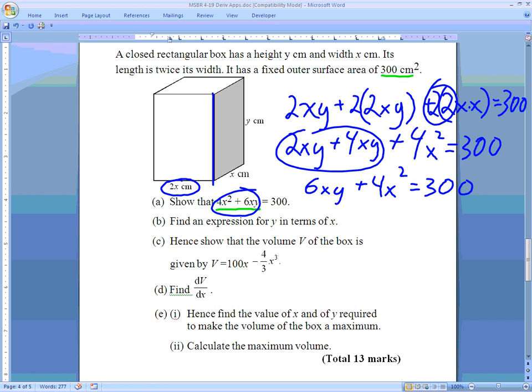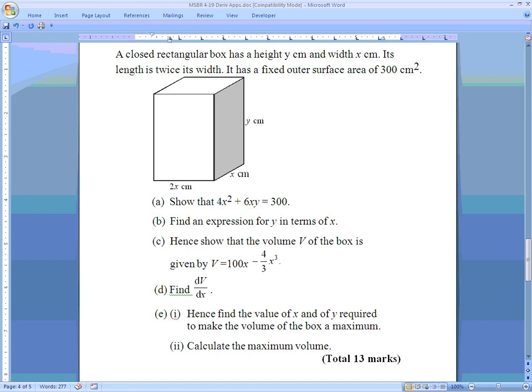So I'm going to erase that work so that I have room for the next part. Now it says find an expression for y in terms of x. So an expression for y in terms of x means get y alone, and you're going to have x's in your answer. In terms of means that is what I've used to express my answer, but I want to get y alone.